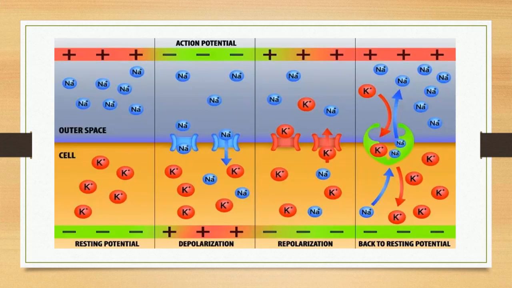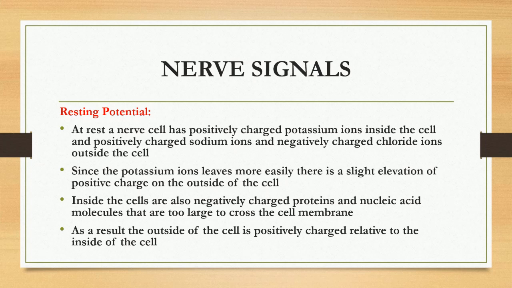If you look at this picture, you may not understand anything. So let's talk about the theory first. Later on, it will be helpful for you to understand this easily. Let's talk about nerve signals. What are the characteristics of a cell in resting potential?